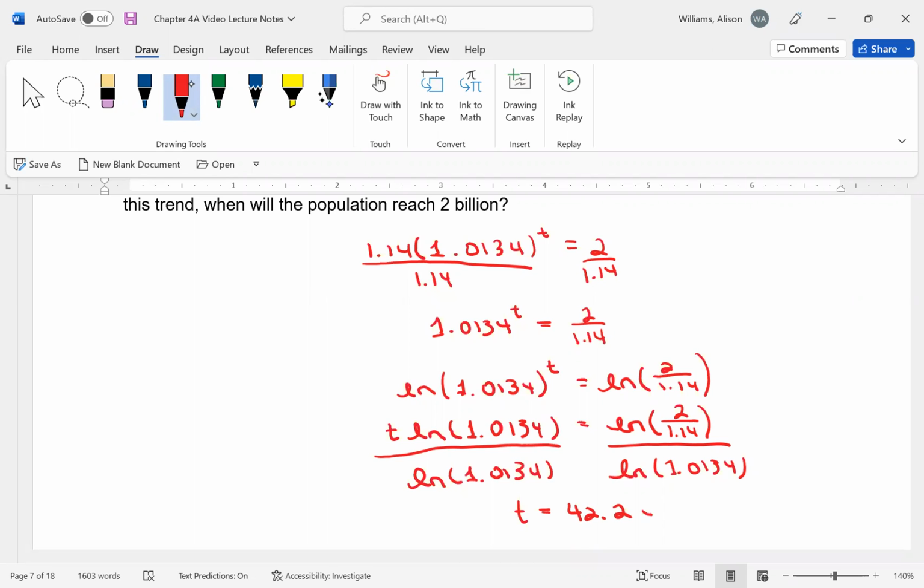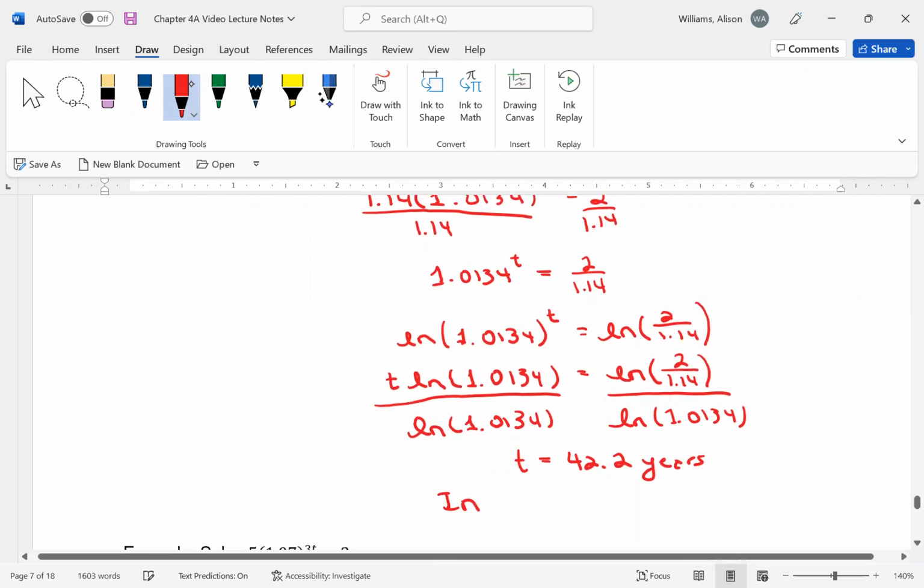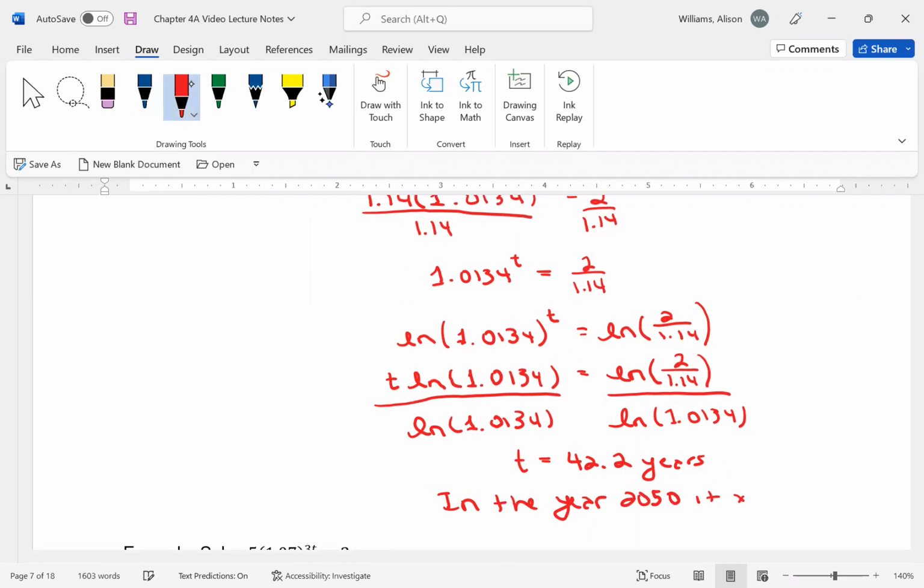And this would be years. This is how many years it's going to take. So it's plus 2008. So in the year 2050, it's going to achieve a population of 2 billion. Oh, okay. So there you go. That would be the conclusion of when that would happen.